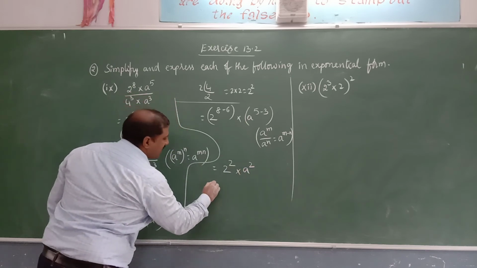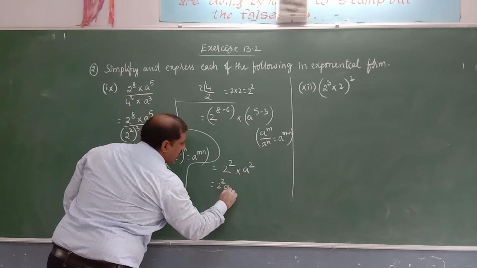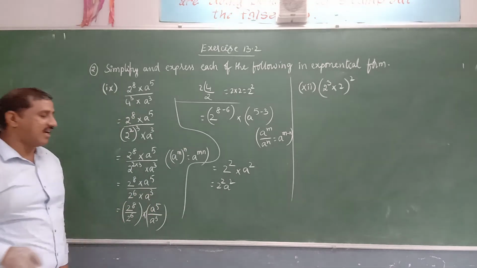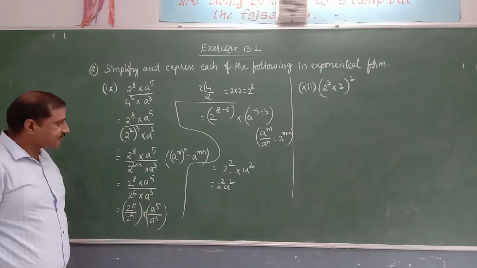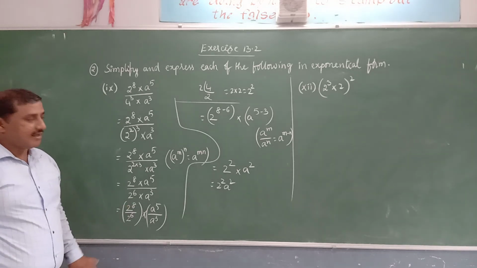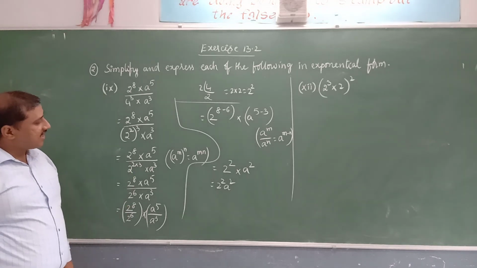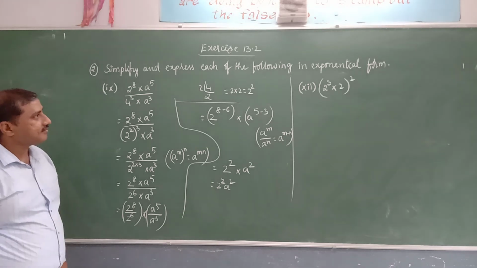So what is the answer? It is 2 square into a square. Like this we write in the exponential form. Is it clear, children?